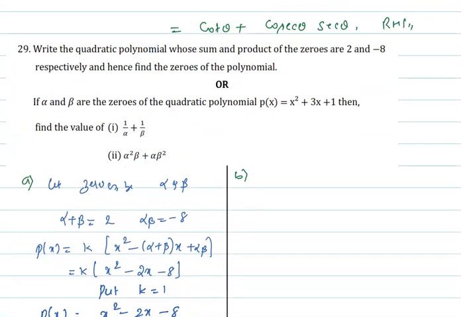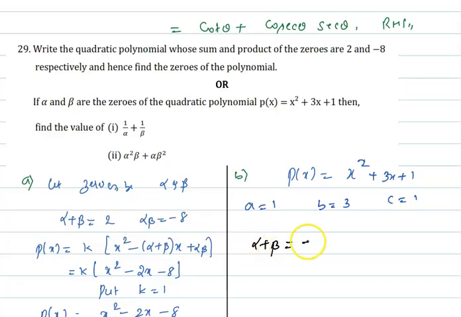Very simple. Next, the second one, they ask us to find the value of the expression. They have given the polynomial p of x equal to x square plus 3x plus 1. Let us write the values of a, b, c here. The value of a is 1, b is 3, c is 1. Let us find the sum of the zeros. Alpha plus beta is minus b by a, that is minus 3. Alpha into beta is c by a, that is 1 by 1, which is 1.